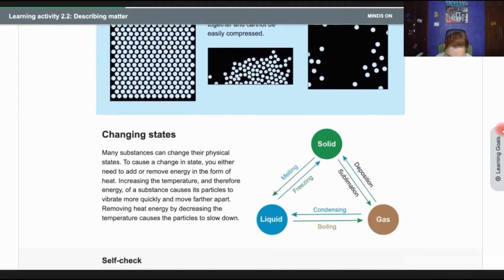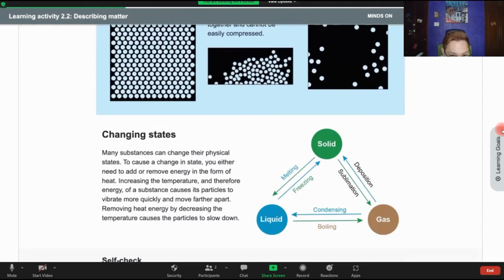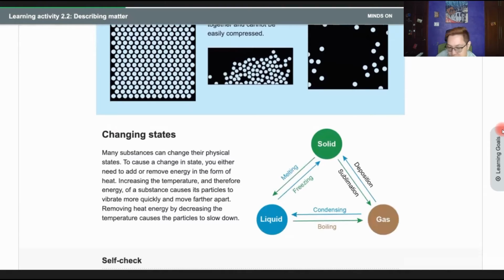Changing state. Many substances can change their physical state. To cause a change in state, you either need to add or remove energy in the form of heat. Increasing the temperature, and therefore the energy of a substance, causes its particles to vibrate more quickly and move farther apart. Removing heat energy by decreasing the temperature causes the particles to slow down.